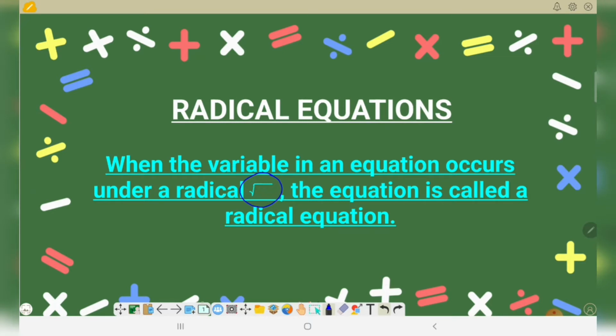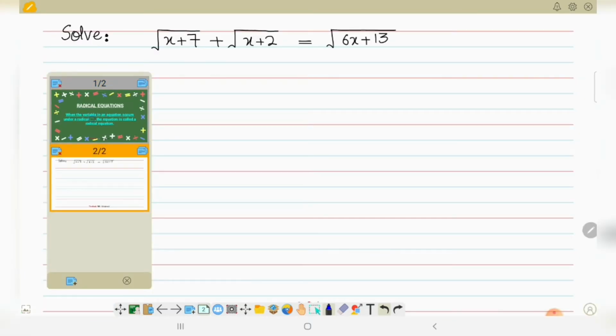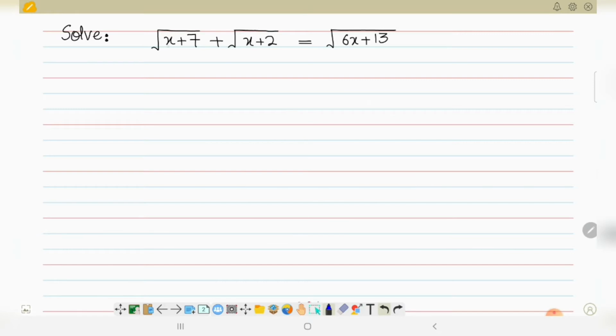Now let's solve one radical equation. As you can see, we have variable x and it is under the radical sign, so this equation is a radical equation. Solving an equation means we are going to find out the value of the variable which is involved in the equation. Here the variable is x, so we'll be finding out the value of x.